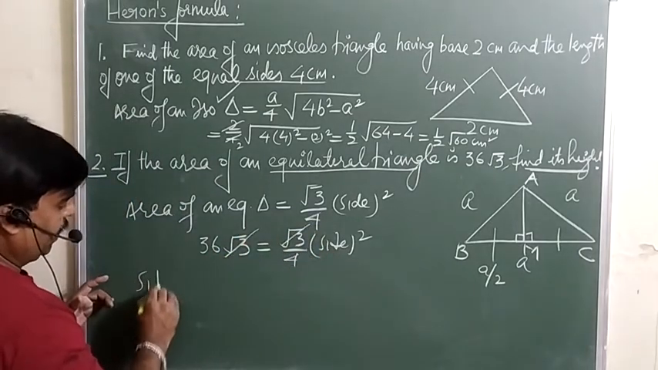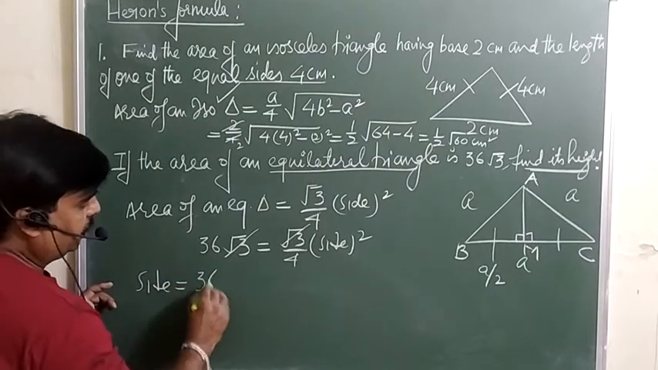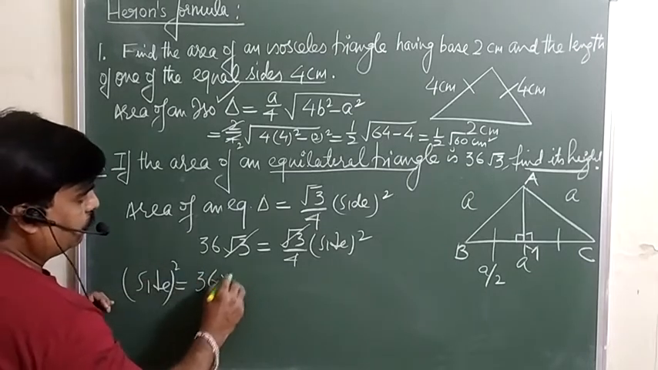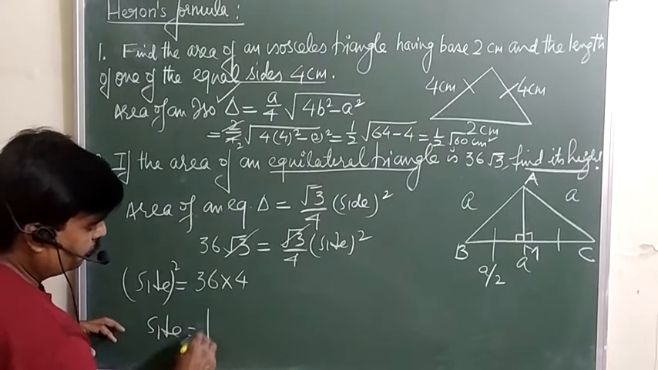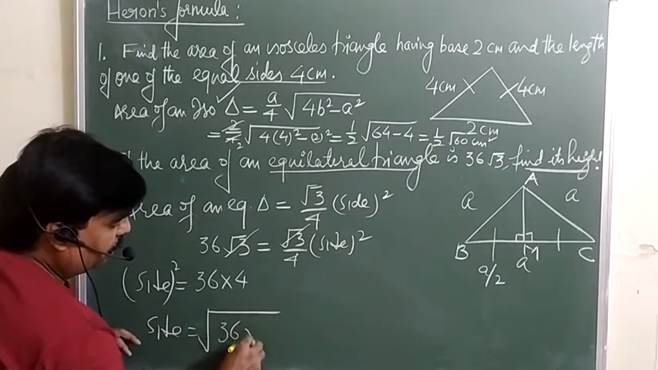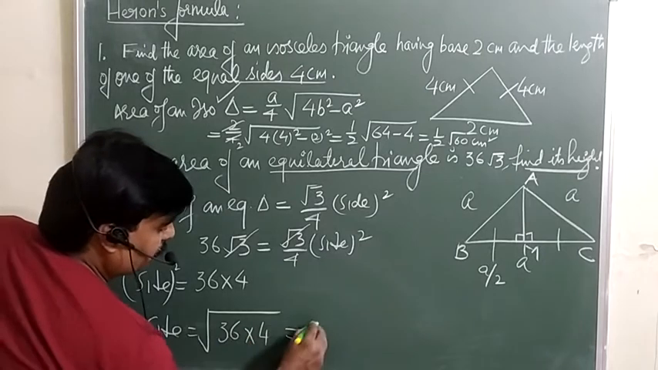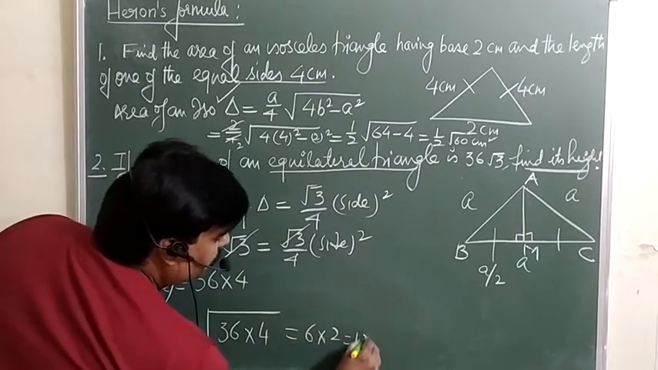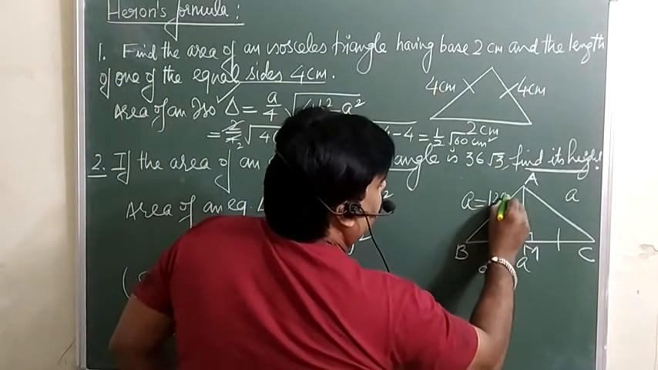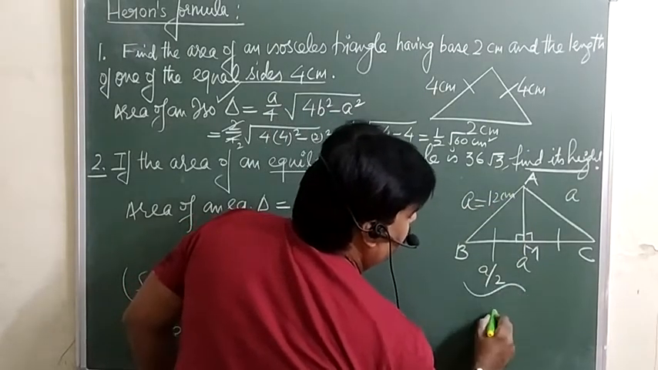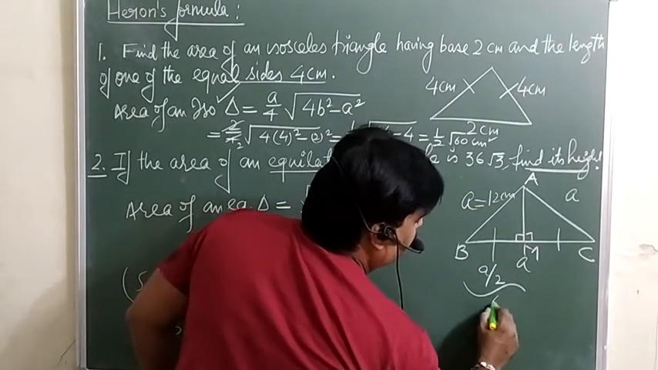So you will get side square is equal to 36 into 4. So side is equal to, you are supposed to take the square root of this one. 36 into 4. So this is your 6 into 2, that is 12 centimeter. It means side हमको कितना मिला? 12 centimeter. This is your 12. So this BM will be equal to what? 12 by 2 means 6 centimeter.